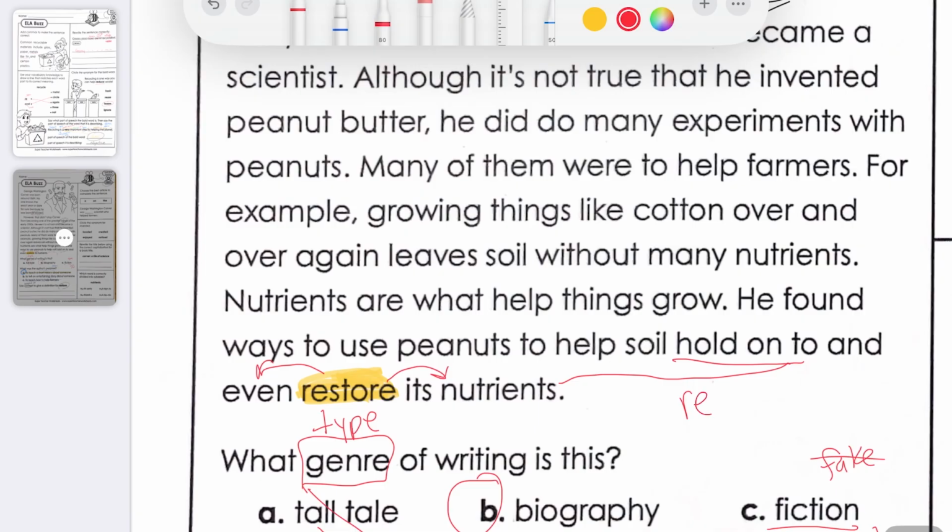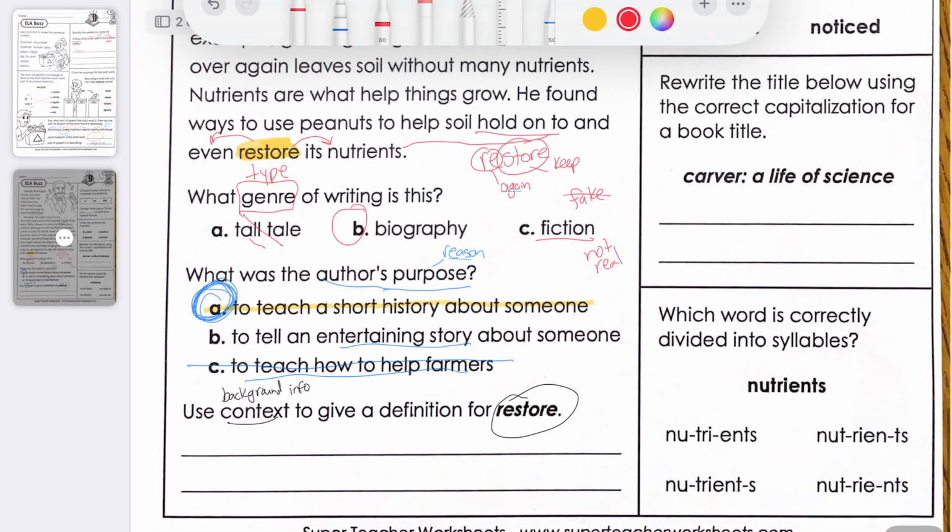If we look at the word restore, store meaning like to keep almost, and re means again, to keep it again or bring back again. So to bring back or give back. To bring back or give back. So it gives nutrients back to the soil that we're missing, that were gone.